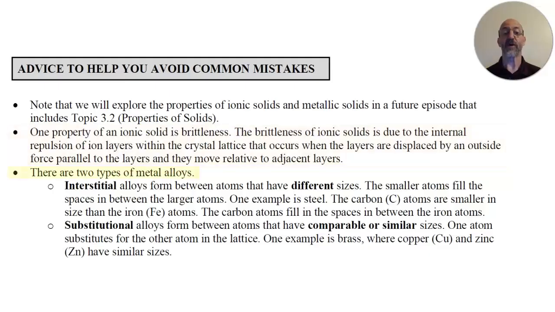And then finally, there are two types of metal alloys. Interstitial alloys form between atoms that have different sizes. The smaller atoms fill in the spaces between the larger atoms, as we saw with carbon and iron in steel. And then substitutional alloys form between atoms that have comparable or similar sizes. One example would be brass, where copper and zinc have similar sizes.